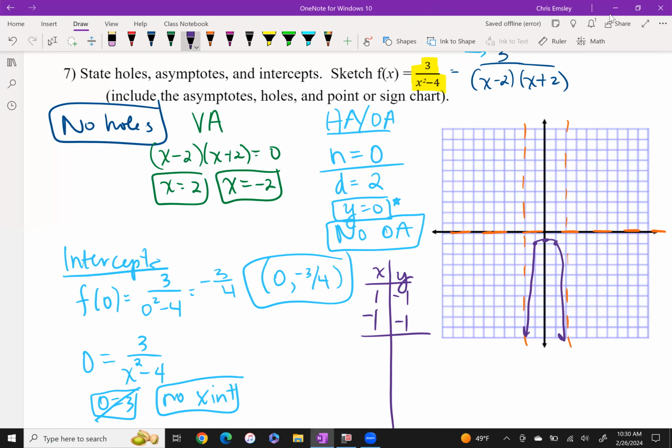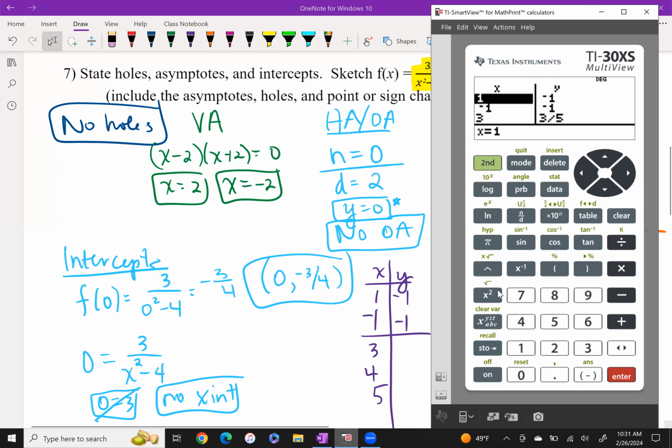Then we are not done. We need to figure out what's going on over here. So how about some x values that are greater than 2? Okay, we already have an asymptote at 2, so maybe 3 and 4 and 5. And again, if you use that table button, we already have our function typed in there. You can get those results really quickly.